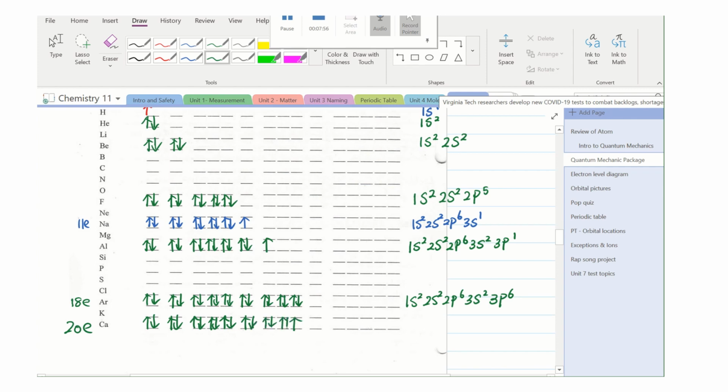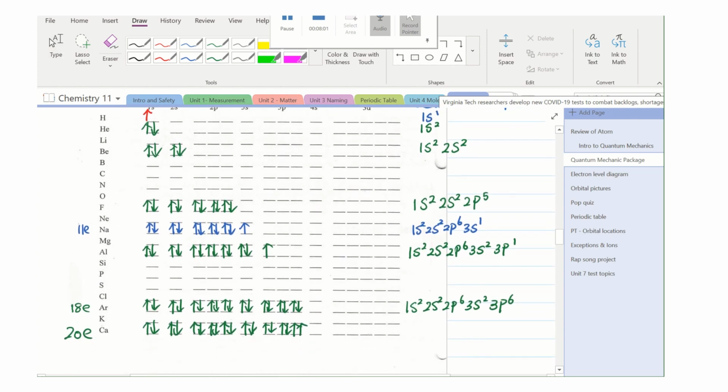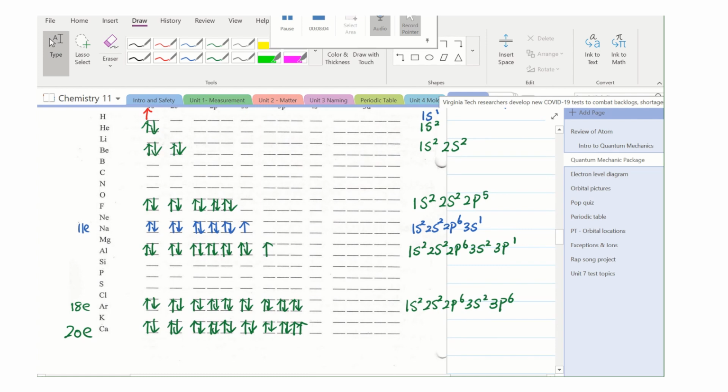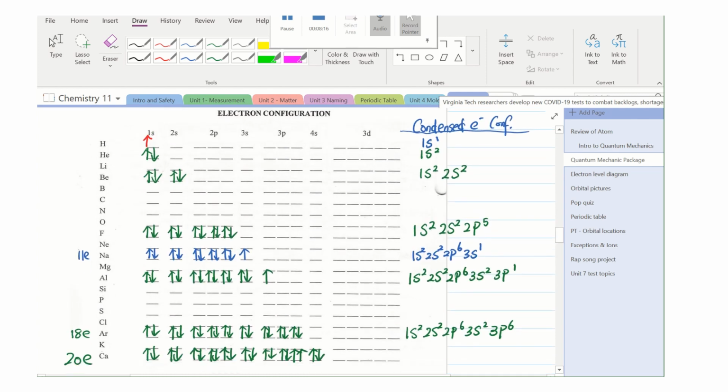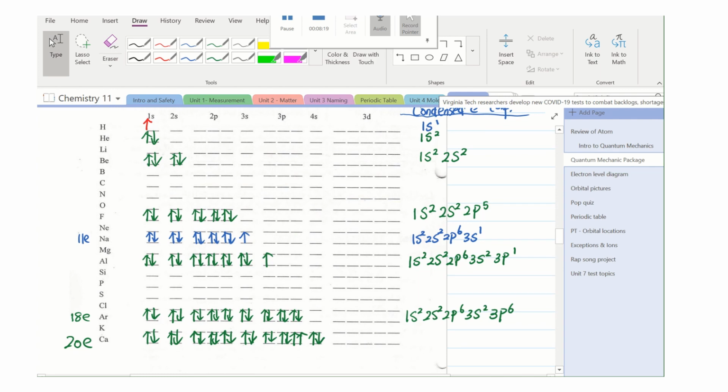4p6. So all of those would give you how many? 6. That's 10 plus, that's 18. So I have 2 more, right? So calcium also has the 4s orbitals filled as well. Okay, so calcium, that's the electron configuration. So you guys can pause here and double check your arrow diagrams, and also the condensed electron configuration.